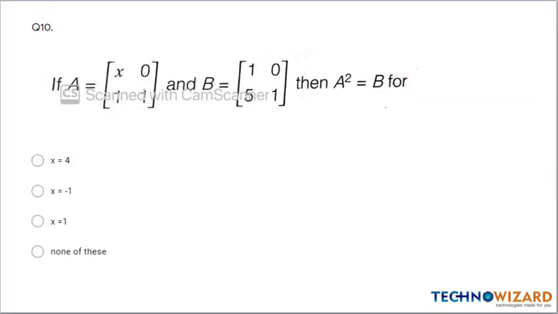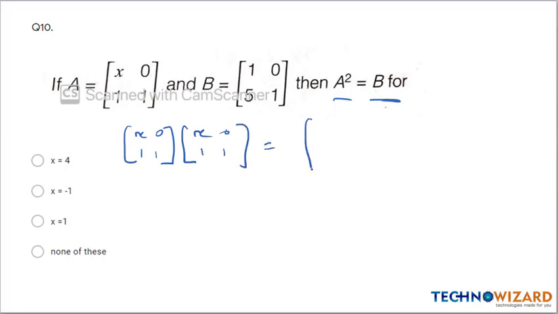Question number 10. See this question. They have said that the equation we have to satisfy is A square is equal to B. Okay, first I am finding A square. A square means A into A, that is [x 0; 1 1] times itself. Now on solving this, we will multiply this by this first. X into x is x square. Okay, 0 into 1 is 0 plus x into 0 is 0, and 0 into 1 is 1.